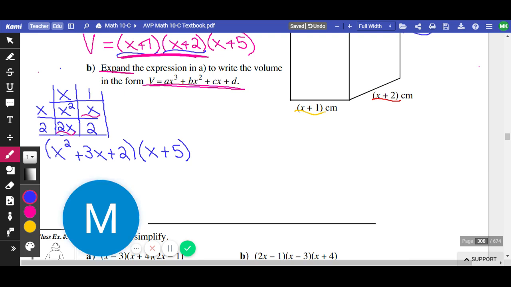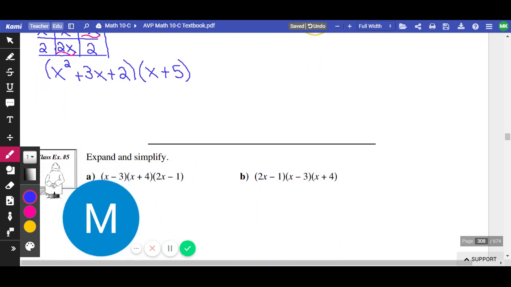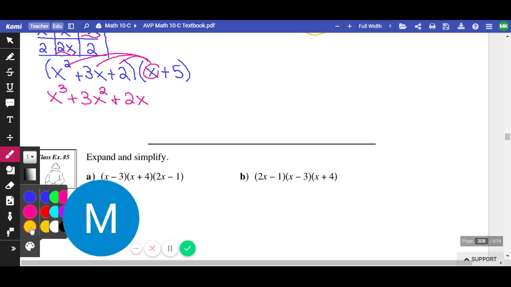When I multiply by my height, I can use any strategy I want. We just did an area diagram, so let's do distribution. Distribution would look like this. The x comes in 3 times. That would become x cubed plus 3x squared plus 2x. And then I would distribute the 5 in. We go plus 5x squared plus 15x plus 10.